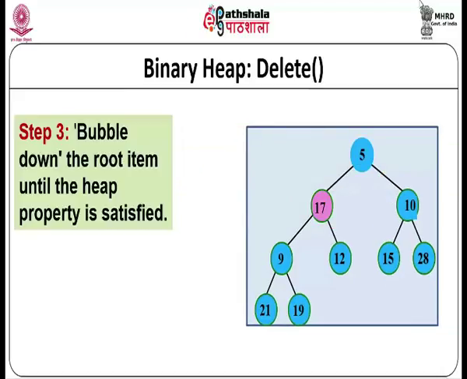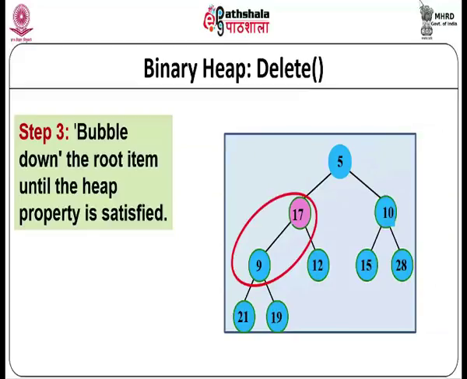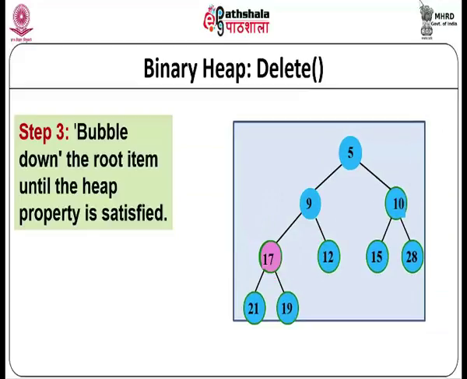Now, again the property is not satisfied. So, we have to look at the 2 children 9 and 12, and if you look at the 2 children, 9 is minimum. So, we have to do the exchange. So, if you look here now it is satisfied. Now we come to 17 and 9, again the property is not satisfied. So, we exchange 17 and 9, and why 9 and not 12? The minimum child has to be chosen.